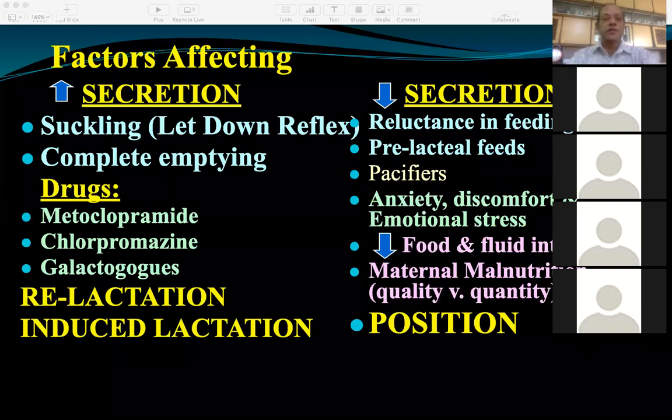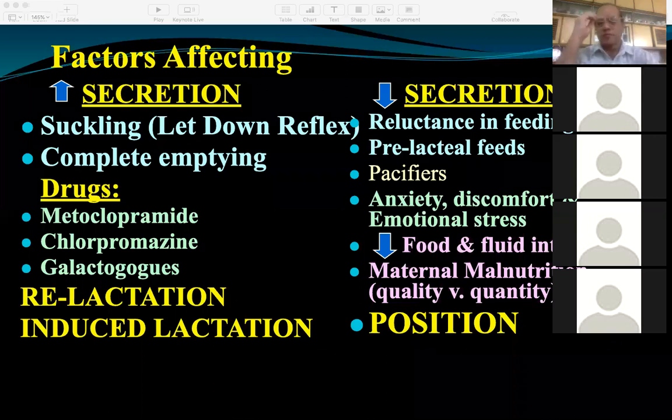Factors which affect milk secretion, we already discussed. For any reason, if somebody feels that the mother is having less secretion, these are the various factors. The factor which will increase secretion is suckling. As we know, it is a let-down reflex. Complete emptying at each feed is important because that gives a message to the brain that the breast is empty, and if secretion is not increased, next time the baby may remain hungry. There are some drugs which can increase the secretions, that is domperidone, metoclopramide, and chlorpromazine, and other galactogogues. There are some Ayurvedic galactogogues also.